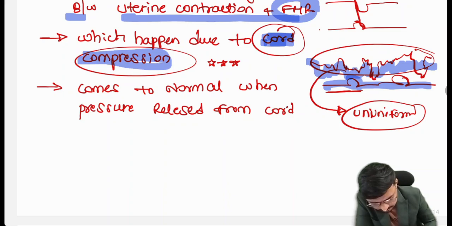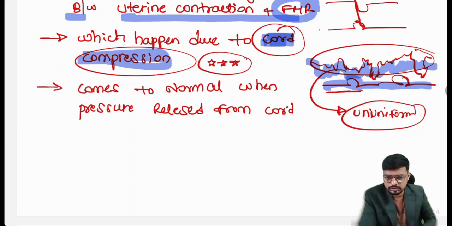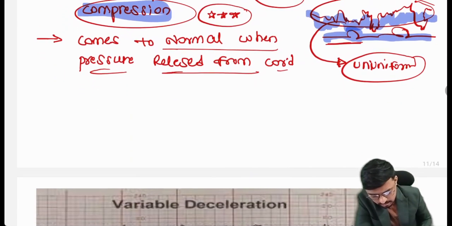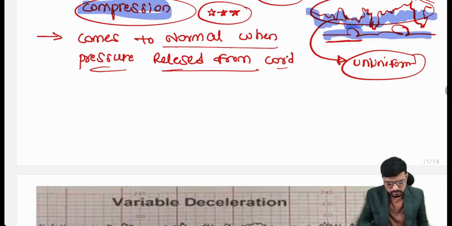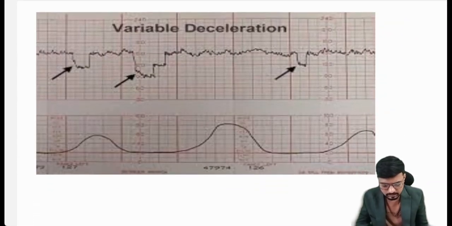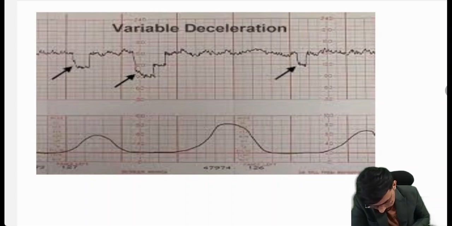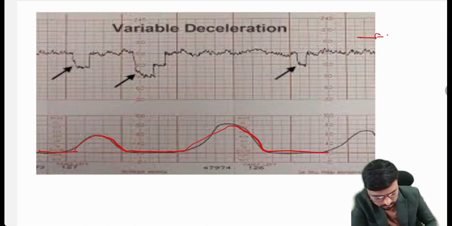This is a very important point for your exam, and a question will be asked. Focus. When the pressure on the cord is released, the heart rate comes back to normal. It happens due to umbilical cord compression. This is the image-based question of the variable deceleration. Look at this. Here your uterine contraction is there, so the uterus starts to contract and relaxes, then contracts again, then relaxes. This is the uterine contraction, and here is the fetal heart rate.